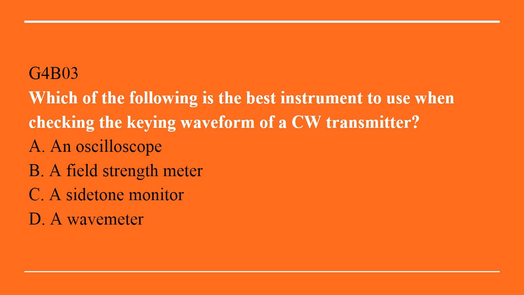G4B03. Which of the following is the best instrument to use when checking the keying waveform of a CW transmitter? A. An oscilloscope. B. A field strength meter. C. A side tone monitor. Or D. A wave meter. Correct answer is A. An oscilloscope.